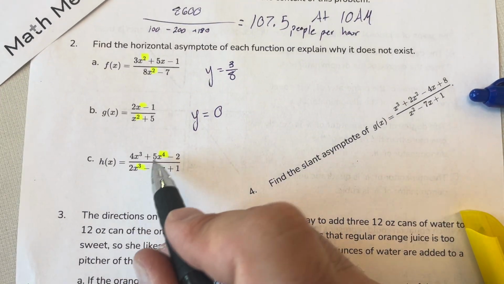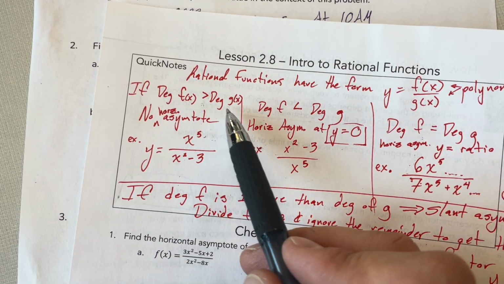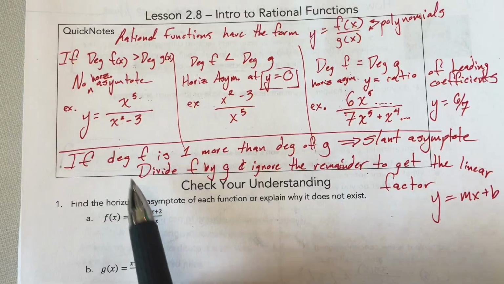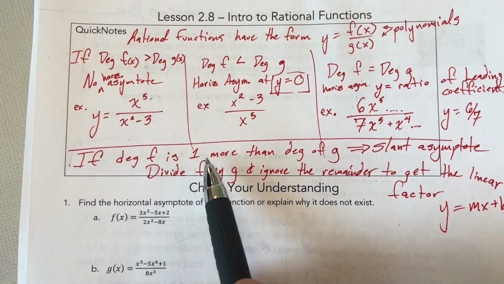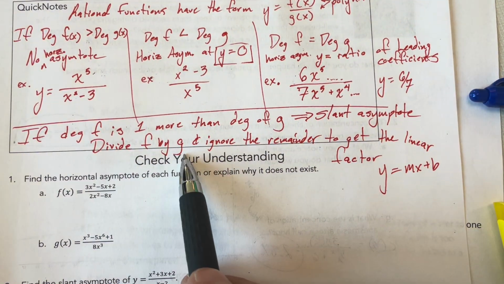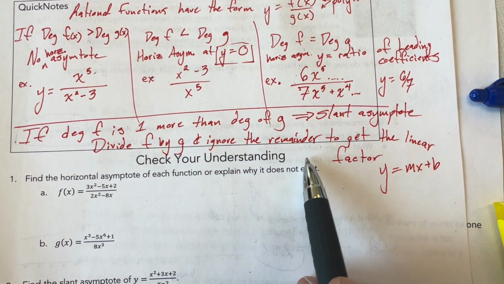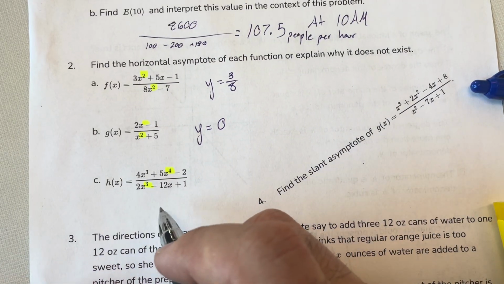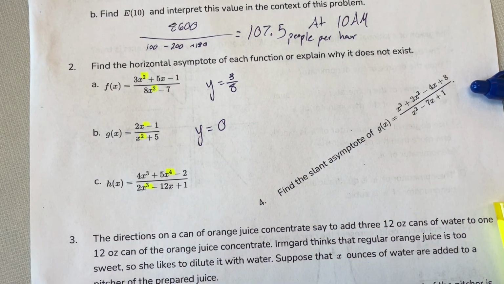Here, the degree of the top is greater than the bottom. It's not going to be no asymptote, because the degree of the top one is 1 more than the degree of the bottom one. It's a slant asymptote. We're going to divide, ignore the remainder, and the linear factor we get is the asymptote. Okay, let's do this. Oh boy, do I really have to do it?